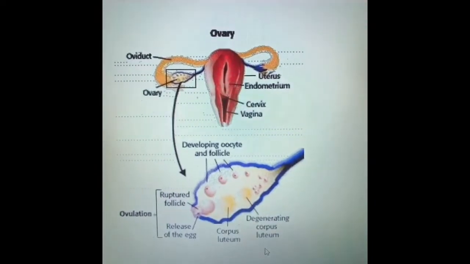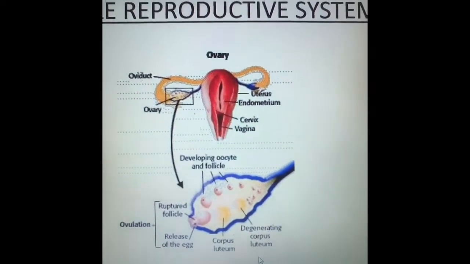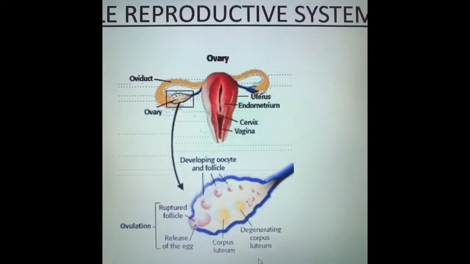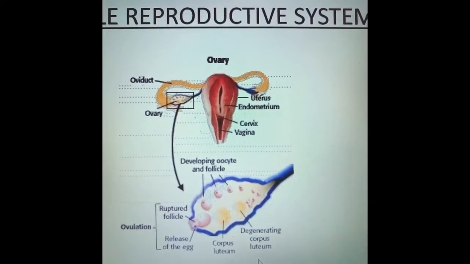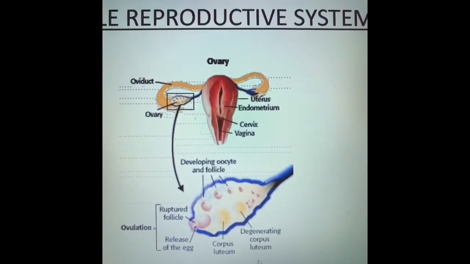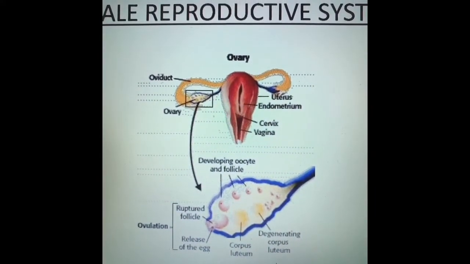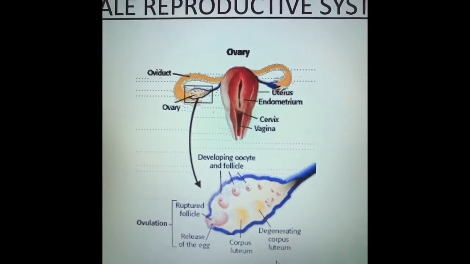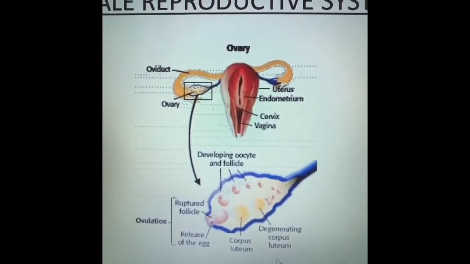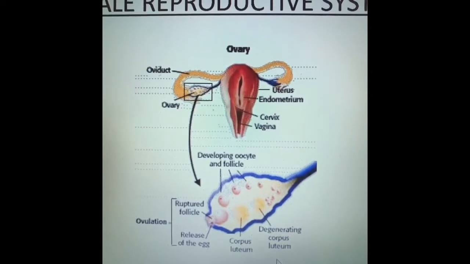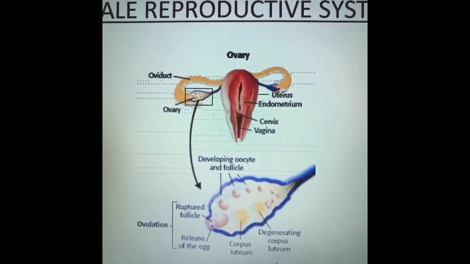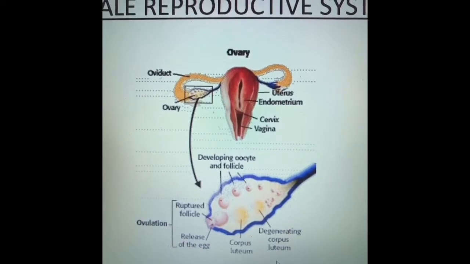Now the ovaries produce female gametes and several steroid hormones. They are almond shaped, lying in the lower part of the abdomen, and they are held by broad ligaments by double folds called mesovarium. Each ovary is about 2 to 4 centimeters in length and is connected by ovarian ligaments. And they also have a suspensory ligament towards the lateral wall.